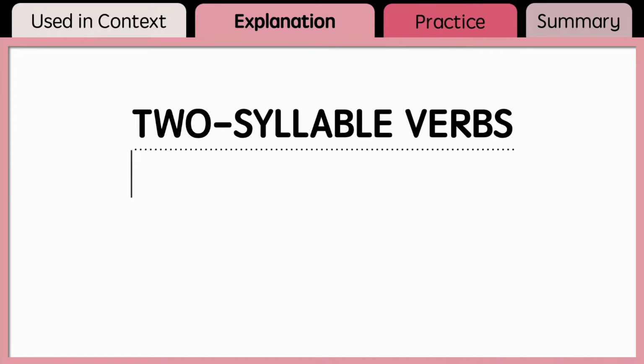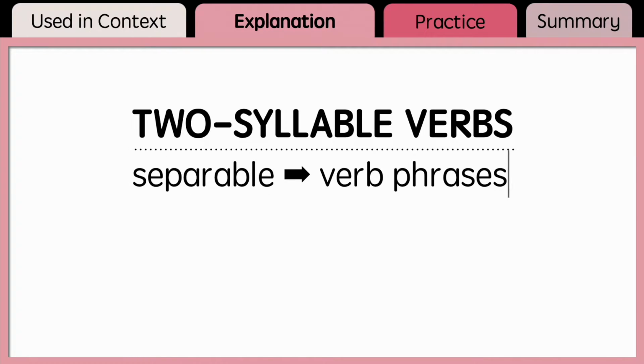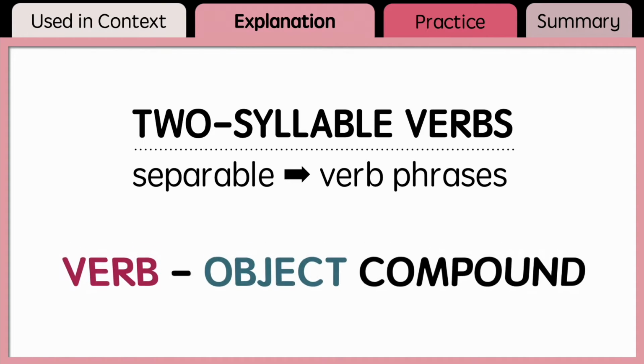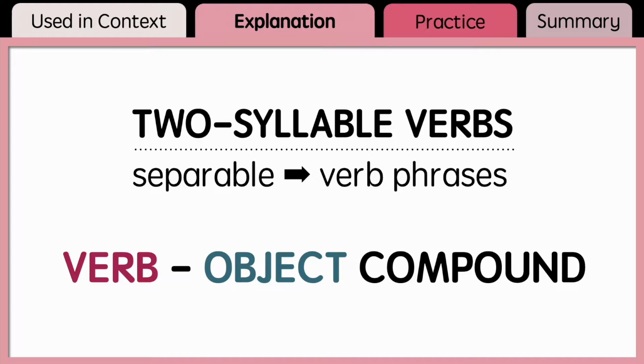also separable in certain situations and can be extended into verb phrases. There are different types of separable verbs. In this video, we'll focus on the most common one, the verb-object compounds.